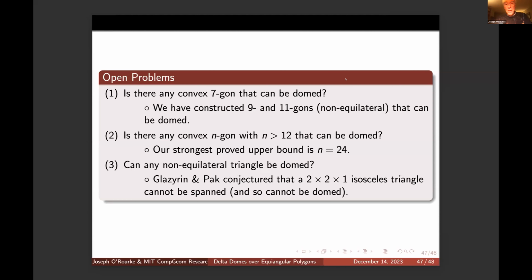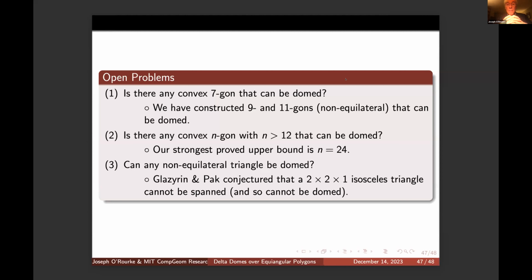And as I mentioned here, my hand-waving argument makes it seem like you couldn't do 9 or 11 either, but you can. You can get 9 and 11 gons. They're not regular, but we constructed such. So this is quite mysterious to me. There are many constraints, and it's not easy to see how to settle this.